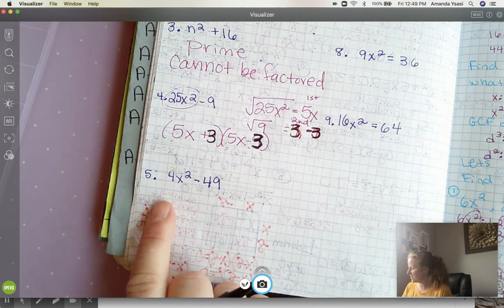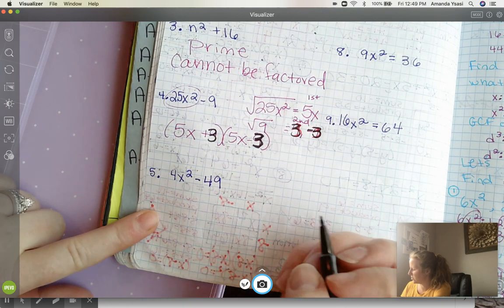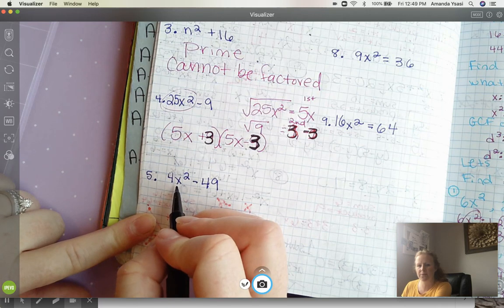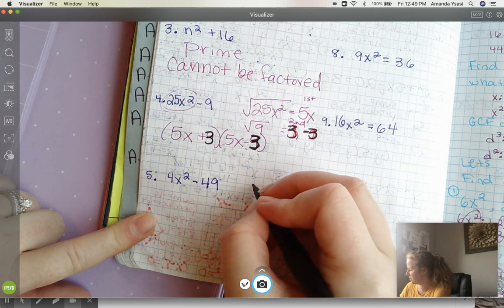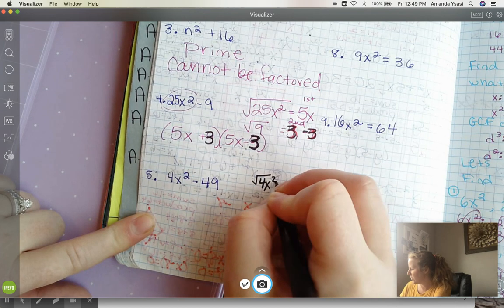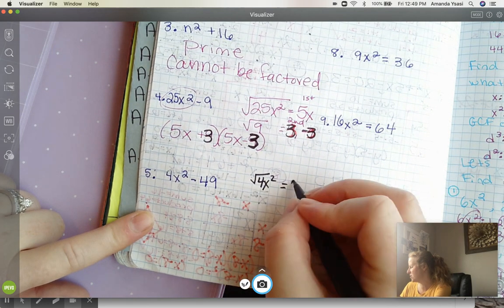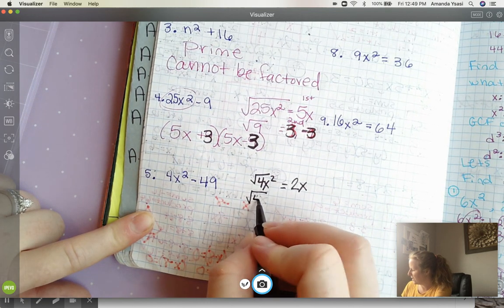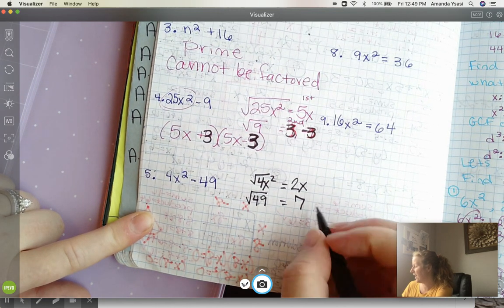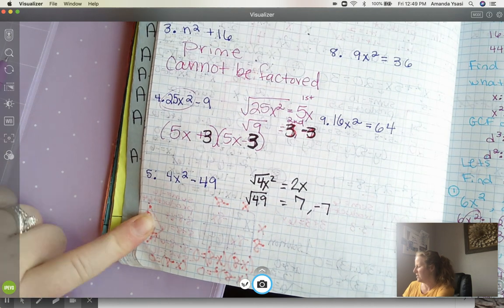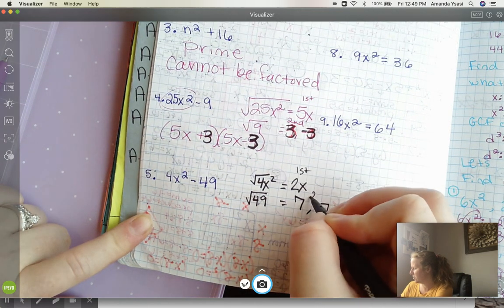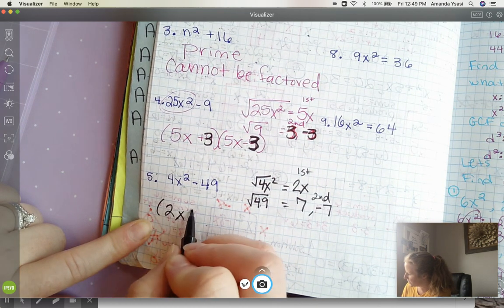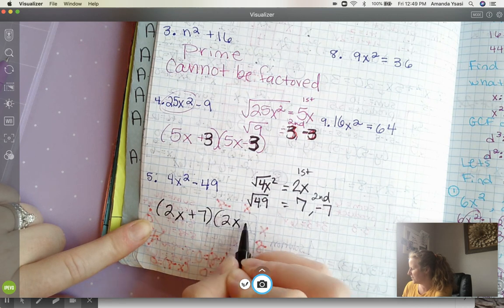All right, let's look at this next one. 4x squared, and it's subtraction. This has a variable, this one doesn't. They're both perfect squares. 4x squared, if you take the square root of that, that's 2x. And then 49 is 7 and -7. So this is your first term. These are your second terms. So you're going to write it as 2x plus 7 and 2x minus 7.